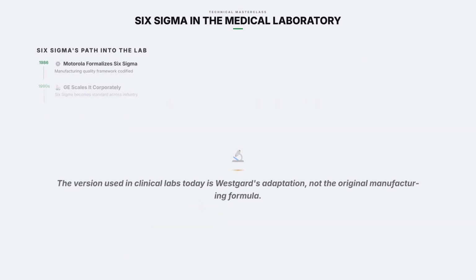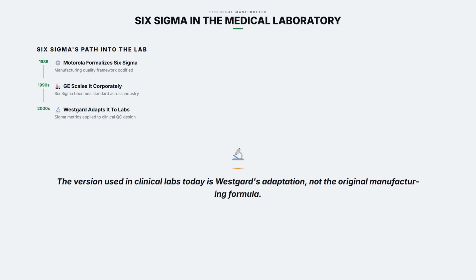The lineage is short but consequential. Motorola formalized 6 sigma in 1986. General Electric scaled it into a corporate standard through the 1990s. James Westgard adapted the exact math to clinical laboratory QC starting in the early 2000s, and it's his adaptation, not the original manufacturing version, that you'll actually use.